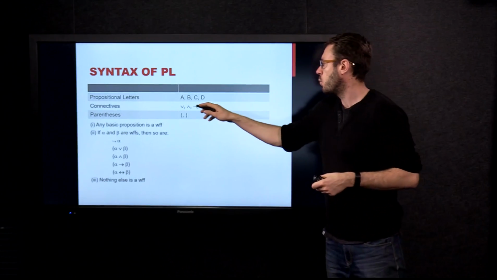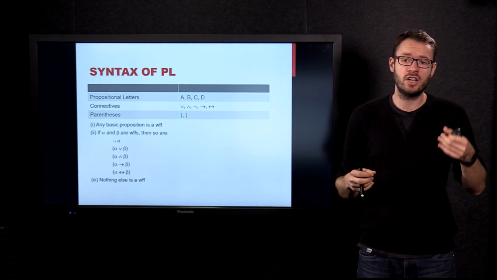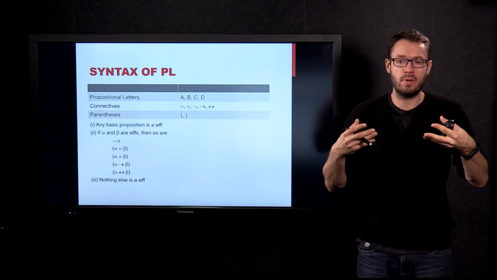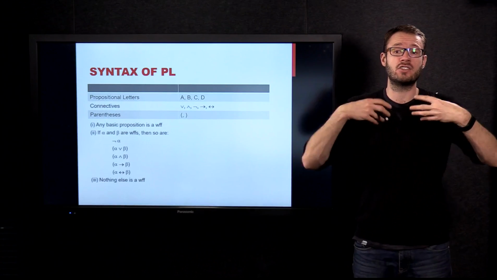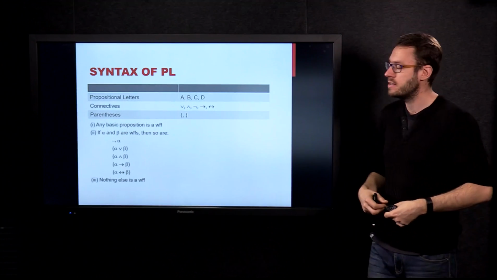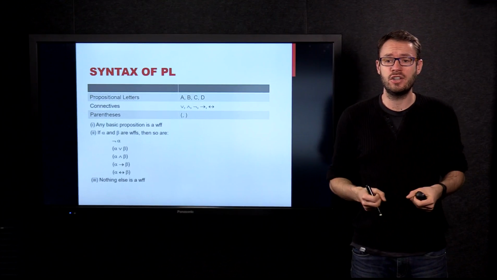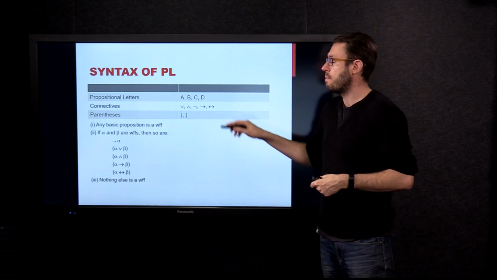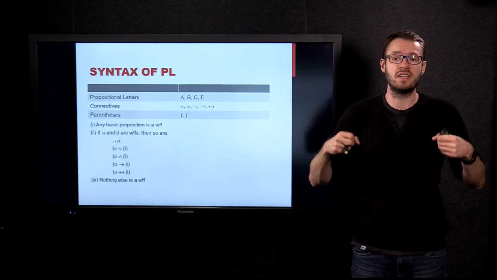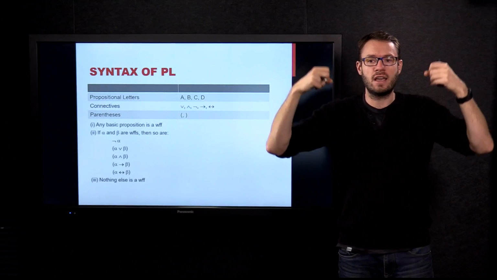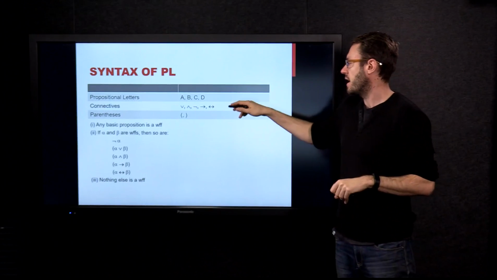We've got this wedge symbol, which represents the conjunction, A and B. We've got this negation, which represents it not being the case. So if it's raining and I want to say it's not raining, then I'll add a negation to that basic proposition. We've got this conditional, which expresses an if-then relationship between two things. And we've got the biconditional relationship, which expresses a relationship of standing or falling together. Two things have to be true together or false together when they stand in this biconditional relationship.